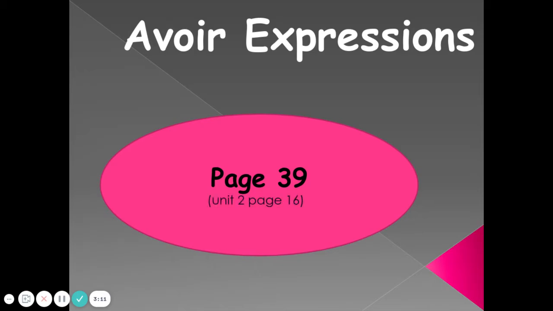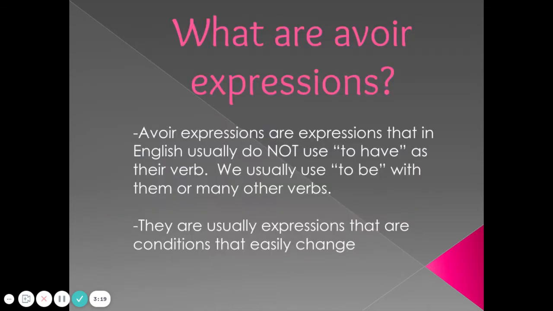That would be page 16 if you did not renumber them. So you're in Unit 2, page 16, or page 39. You're supposed to renumber them. So what are they? The avoir expressions are expressions that in English usually do not use to have as their verb. Sometimes they do, but usually not. We usually use to be with a lot of these, but not all of them. They are usually expressions that are conditions that easily change.